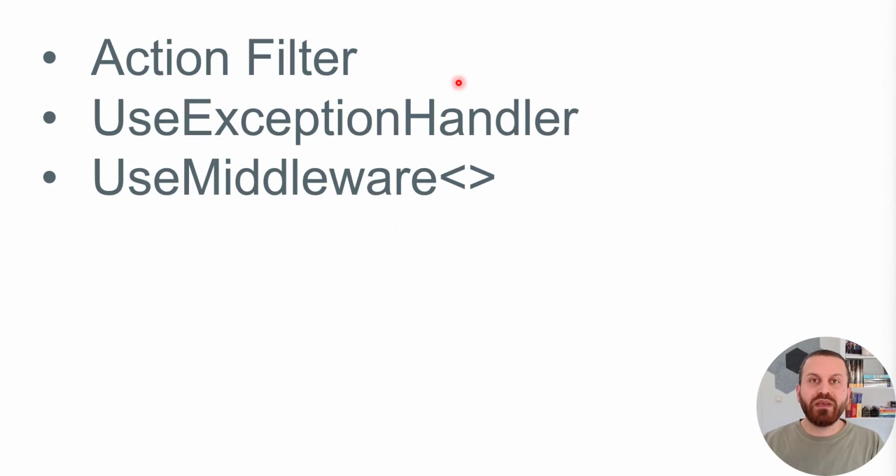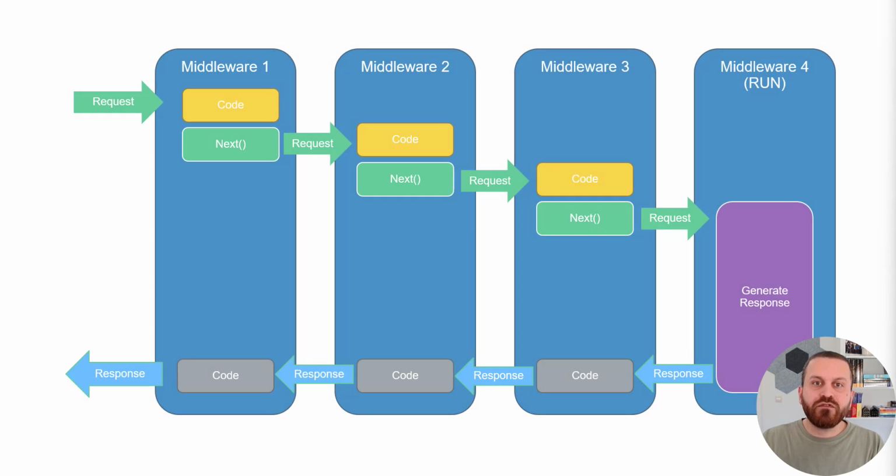Let's start with the best practices that we have. We can use action filters, we can use exception handler, and we can use middleware. I'm going to discuss the difference between them, but before doing that, you need to understand what is a request lifecycle. Request lifecycle consists of different middlewares.